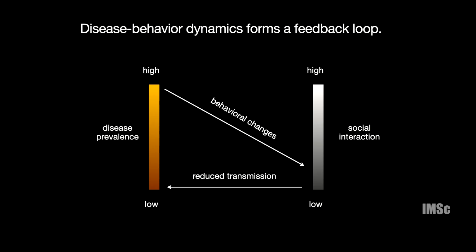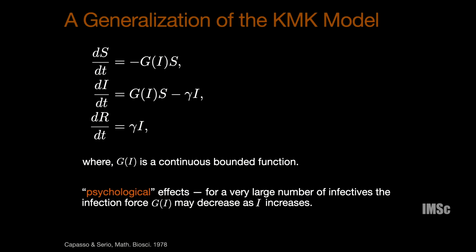So we are trying to capture this in a mathematical model, or we are trying to integrate this behavioral change, or this feedback loop, in the mathematical model that we constructed, the SIR model. So the earliest account of including anything that has to do with behavioral changes is this model by Capasso and Serio. It was published in 1978, after the Kermack-McKendrick model.